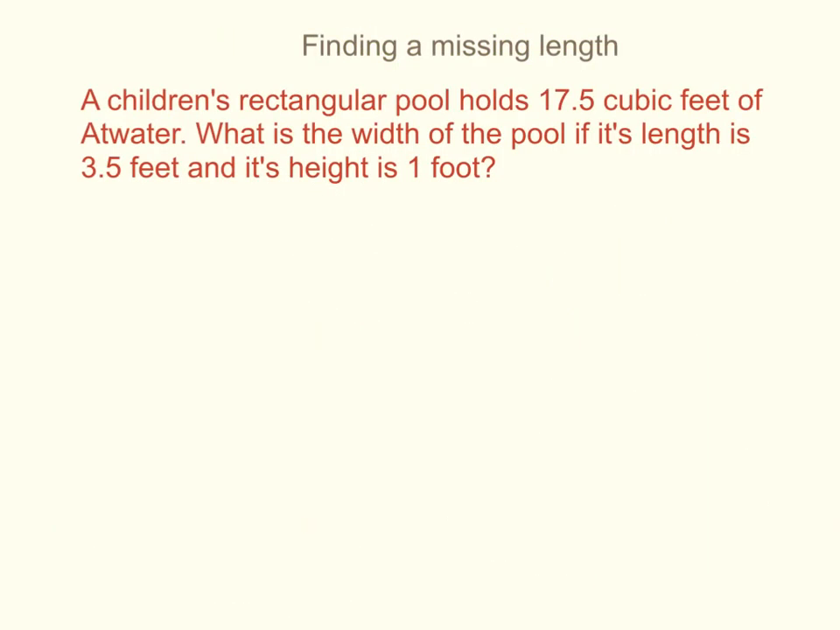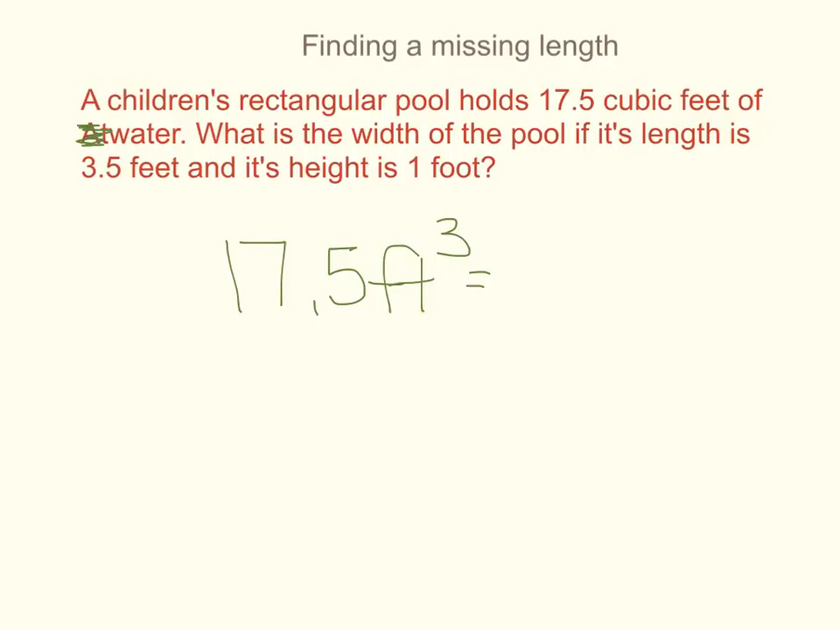We can also use the formula for volume to figure out a missing length. So this says a child's rectangular pool holds 17.5 cubic feet of water. That's a typing error there. Sorry about that. So the volume then is 7.5 feet cubed. That's the volume. What is the width of the pool if its length is 3.5 and the height is 1?